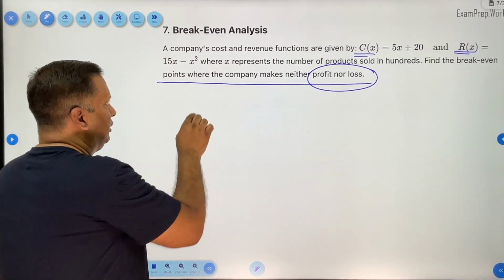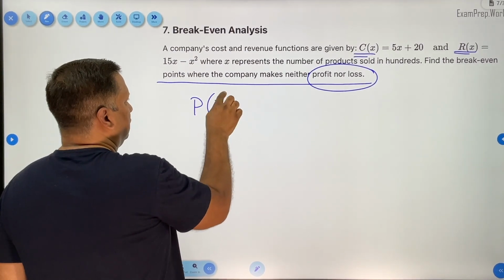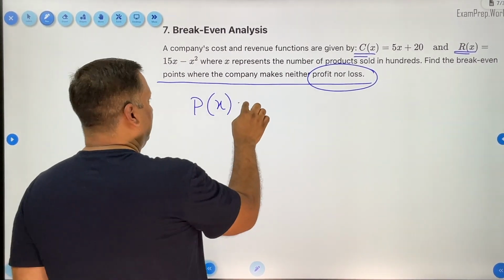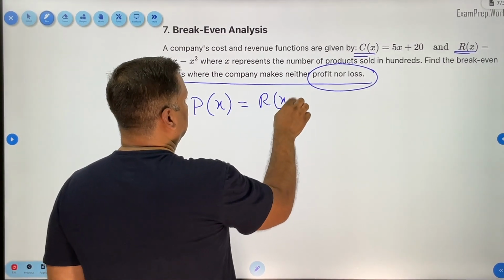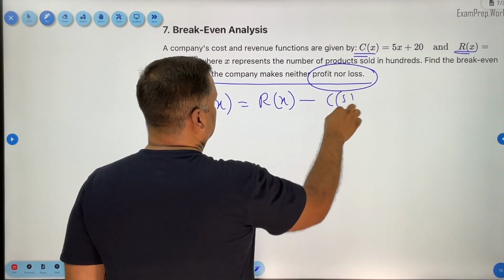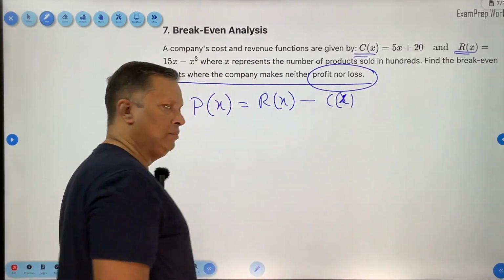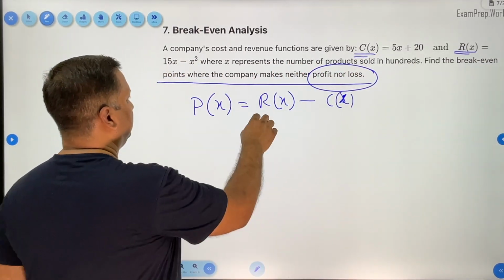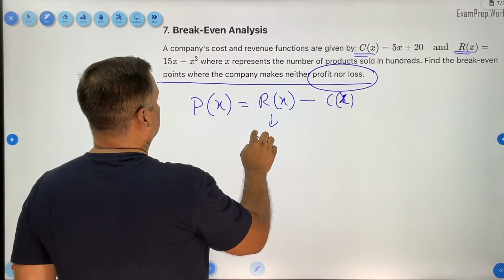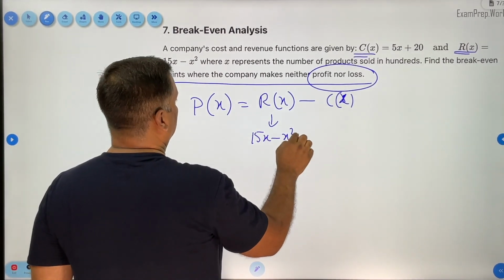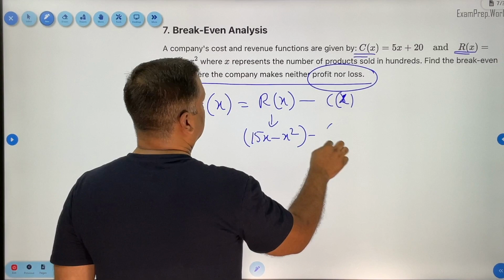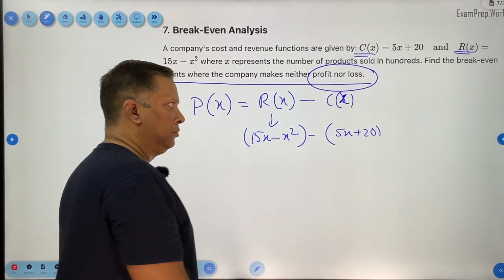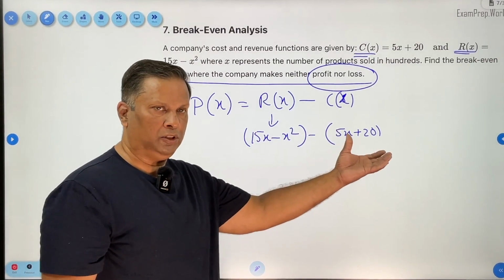So first let us calculate the profit function. I am writing profit as P. Okay? Profit is always revenue minus cost, right? Revenue minus cost. You directly have two functions. R(x) is what? This is given as 15x minus x squared, minus 5x plus 20. I have just written those expressions directly.